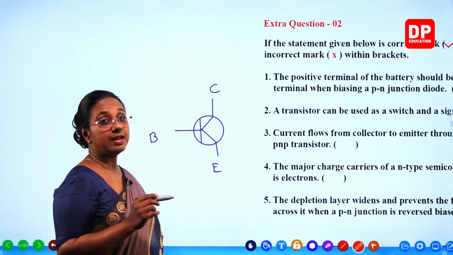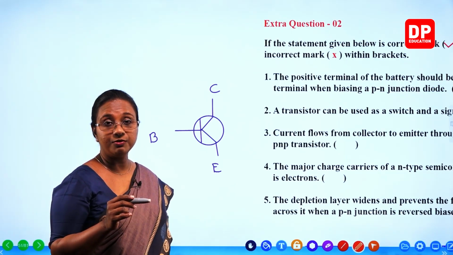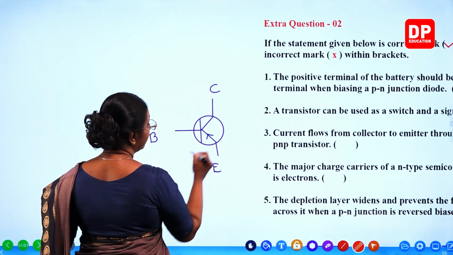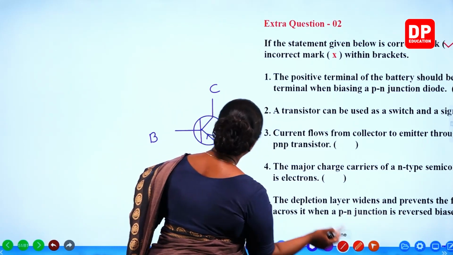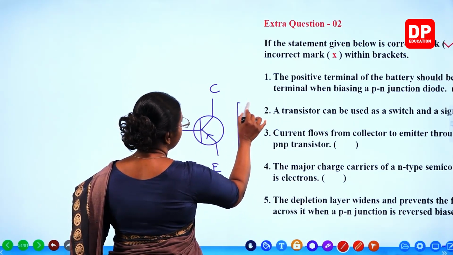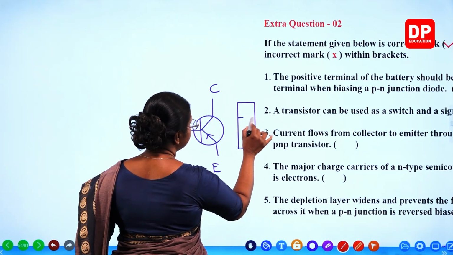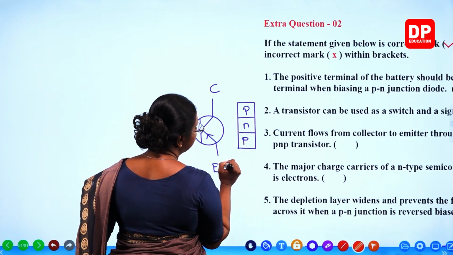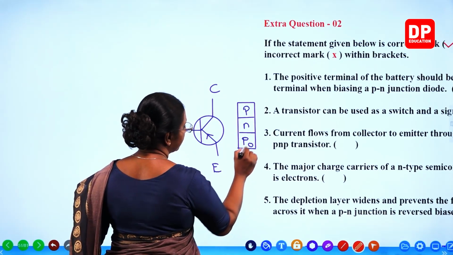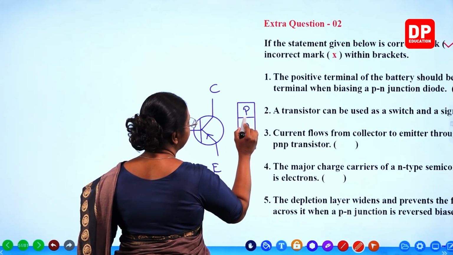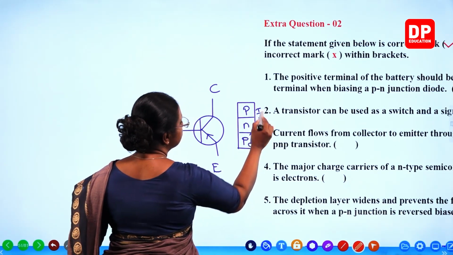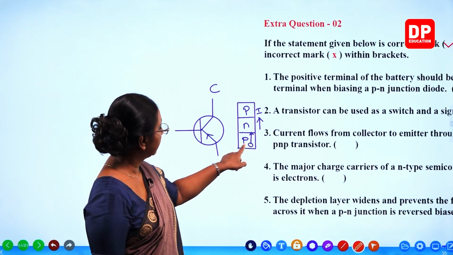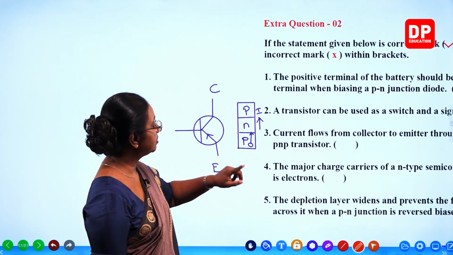So if it is a PNP transistor, how does current flow? From the emitter to the base, then to the collector. So the arrowhead will be this way. You can remember I showed you all the regions also. In a PNP transistor, it is going to be like that. The emitter is going to emit the holes. So the holes are going to move this way and the current also will flow in the same direction. So there you all can see current flows from collector to emitter through the base.